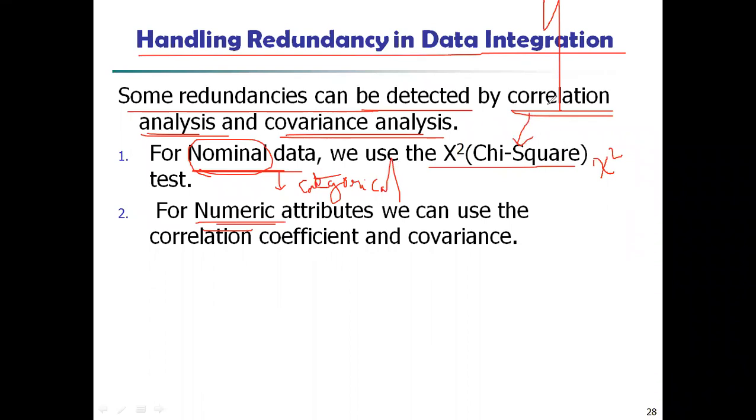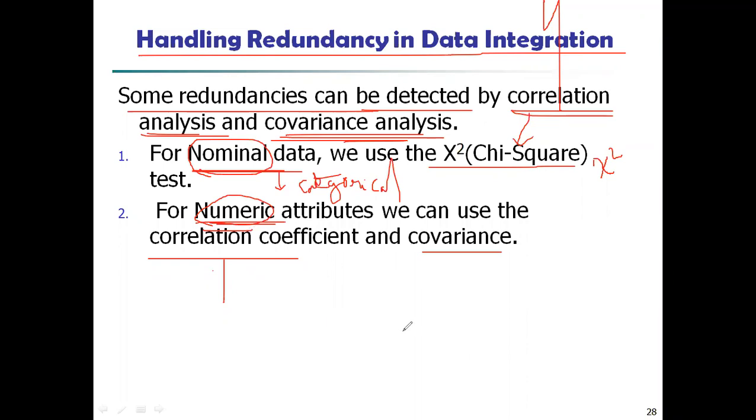We are going to apply the same correlation analysis for numeric data also. Correlation analysis is applied for both nominal data and numeric data. But covariance analysis is only applied for numeric data. It does not support nominal data. Is it clear?